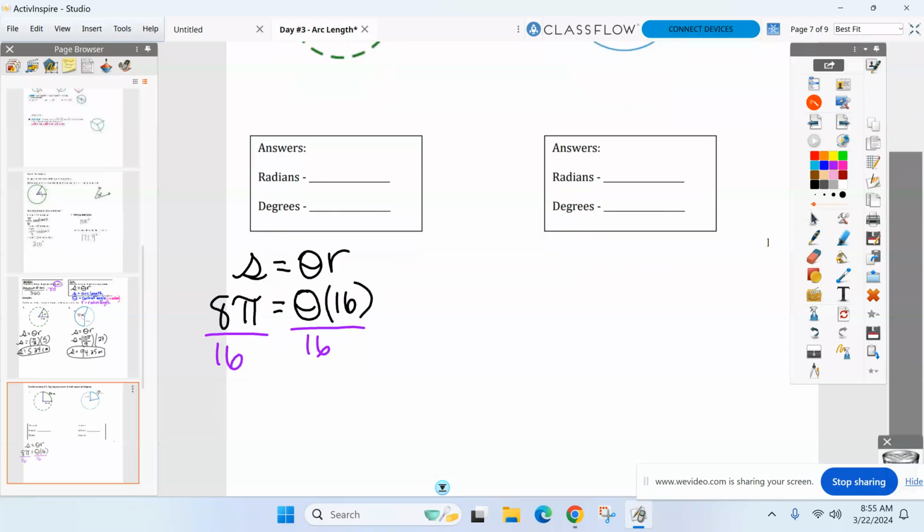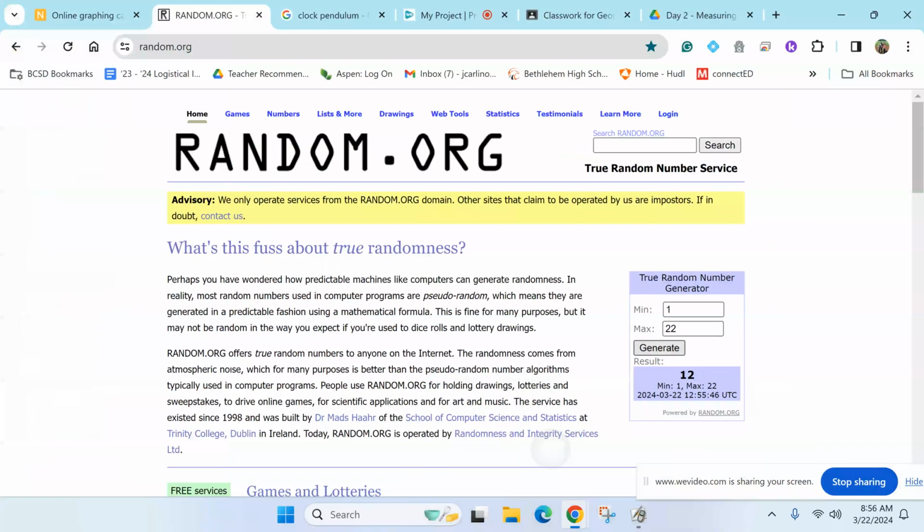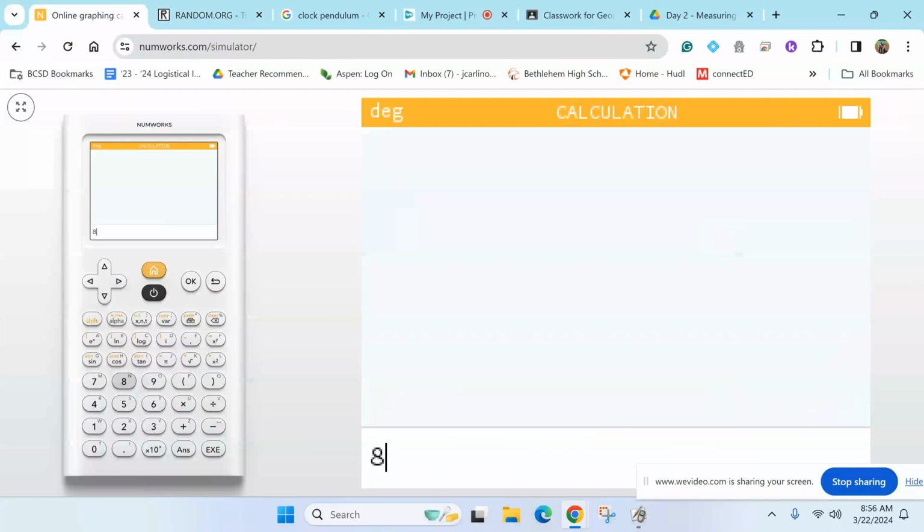I'll go to my calculator with you guys to do this. So theta equals, all right. Let me go to my calculator way over here. Ready? 8 pi divided by 16. All right, there we go. And which one do you think I want if we're looking for the angle in radians? I don't want that long decimal. You can write that long decimal and put radians next to it, but I prefer the pi over 2.